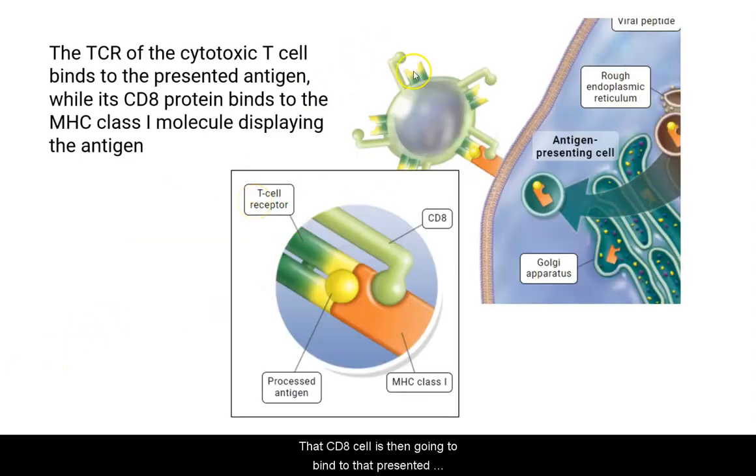That CD8 cell is then going to bind to that presented antigen. And you'll notice it does it much the same way that the CD4 or the helper T cell does. So you've got the T cell receptor that's going to interact directly with that antigen that's been presented and complexed on the MHC class 1 molecule. But you also have that CD8 co-receptor coming down, and it binds to the MHC class 1 molecule.